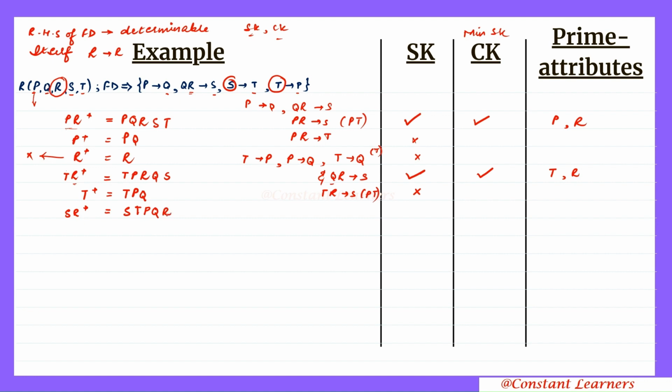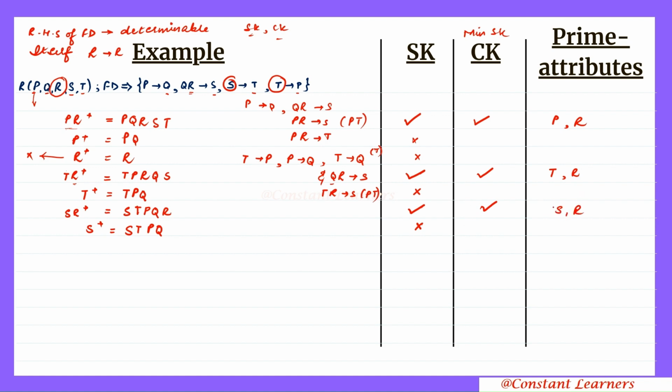Again, we are getting P, Q, R, S, T. We are getting all the attributes. Hence, this will be a super key. But will this be a candidate key? Yes, of course it will, because R is not a super key in itself and S cannot determine all the attributes. S can only determine T, P and Q. But can S determine R? No. R is not determinable by any other attributes, right? So then this cannot be a super key and therefore the combination SR will be a candidate key. Now here the prime attributes are S and R.